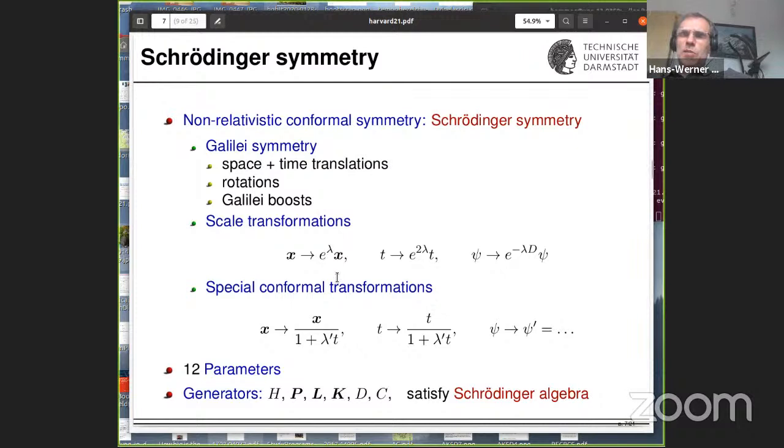So this has 12 parameters, and the generators of these symmetry transformations, of course, are the Hamiltonian, the total momentum, angular momentum, the generator of the Galilei boosts, and then the generators for the dilatations and the special conformal transformations, and they satisfy the Schrödinger algebra. So it's a different group from the relativistic conformal symmetry.